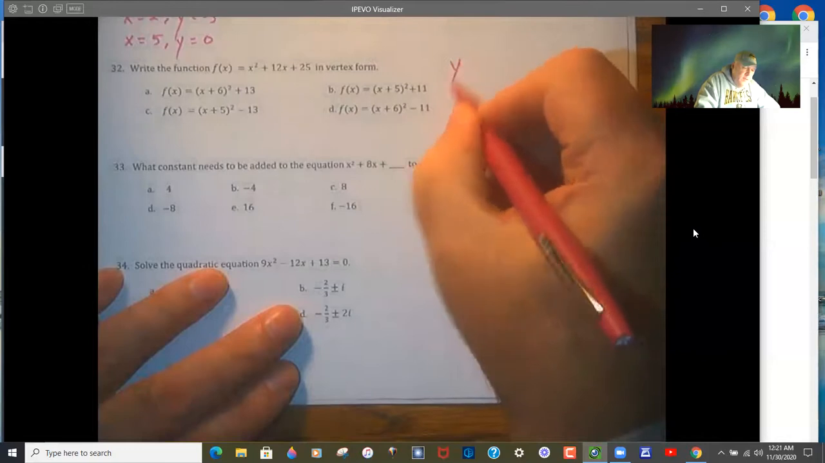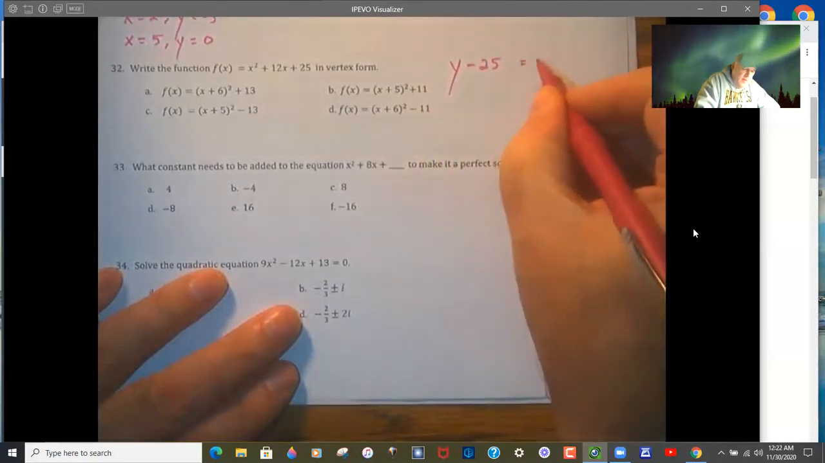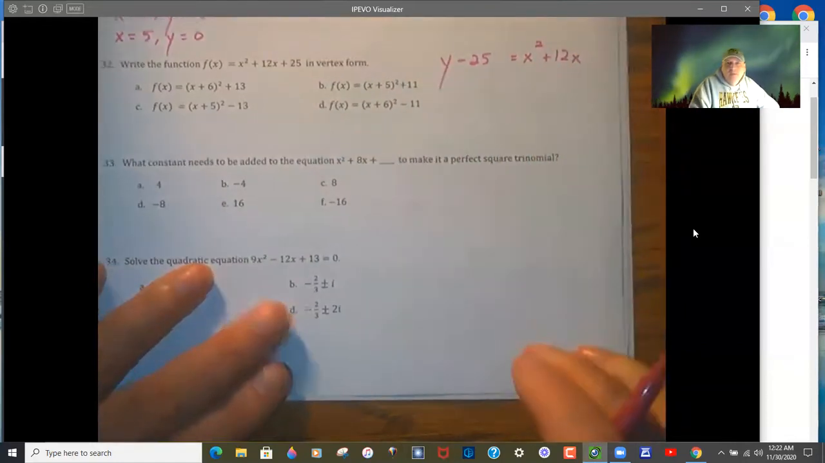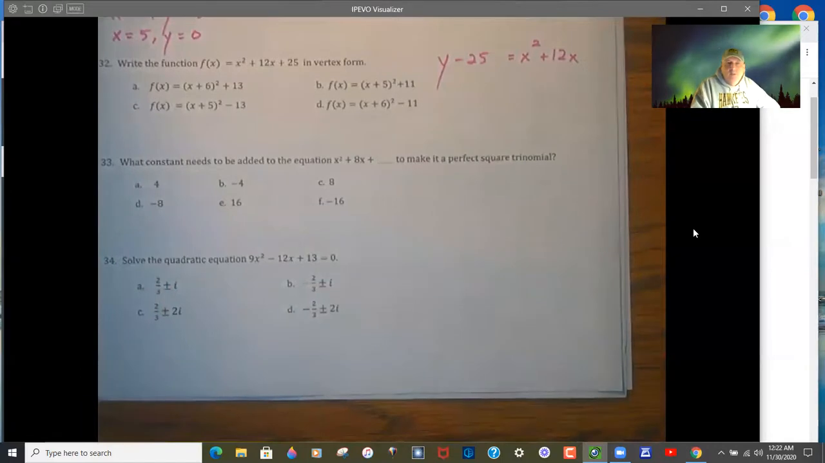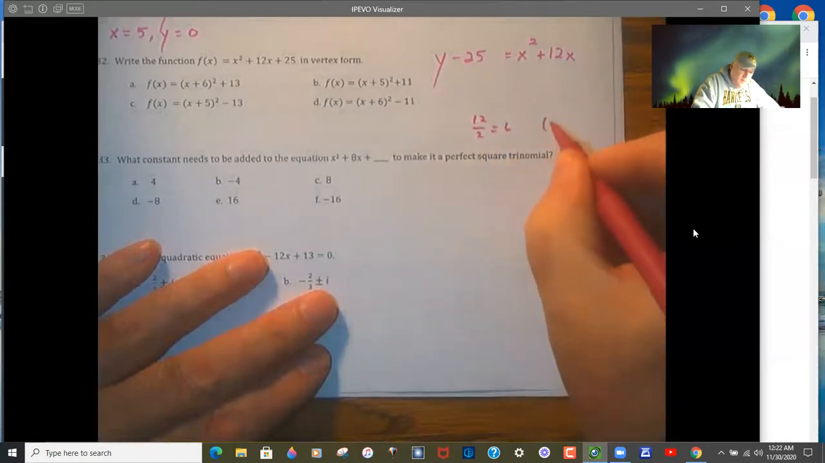So on this problem, we are going to complete the square, and the difference is that we have the y to deal with. So the f of x just means y. Now we're going to take 12, and we're going to divide by 2, that's 6, and then we're going to square 6.